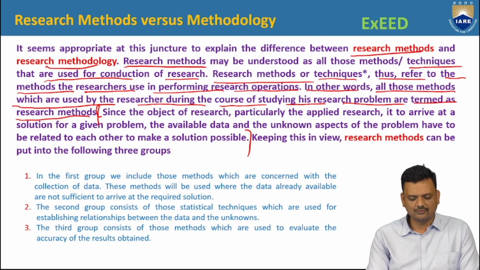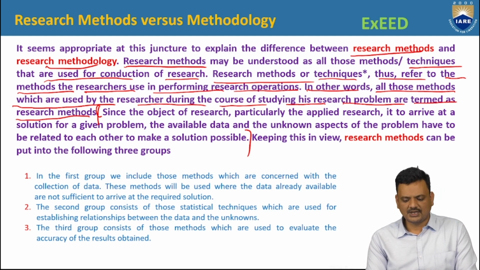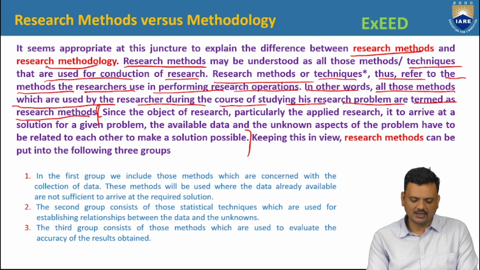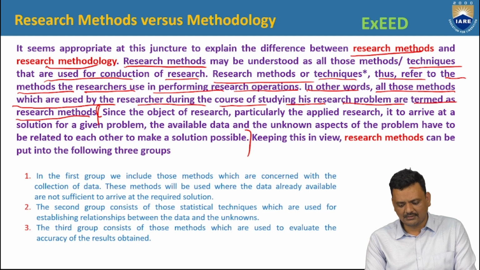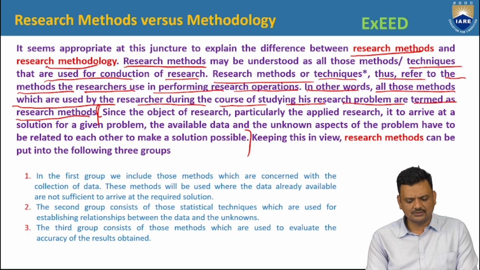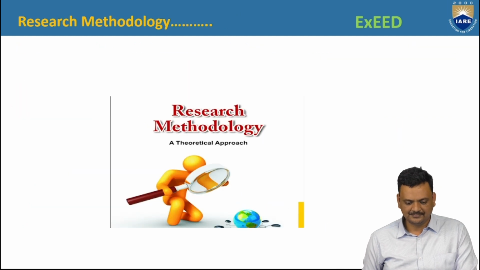In the first group, we include those methods which are concerned with the collection of data. These methods will be used where the data already available are not sufficient to arrive at the required solution. The second group consists of those statistical techniques which are used for establishing the relationship between the data and the unknown. And the third group consists of those methods which are used to evaluate the accuracy of the results obtained.